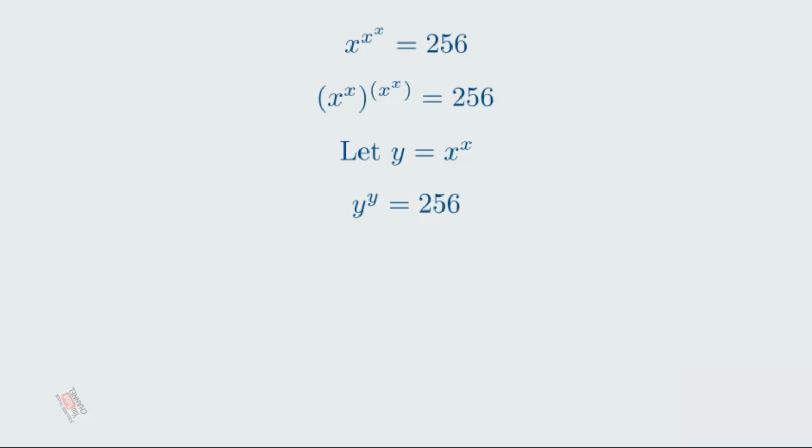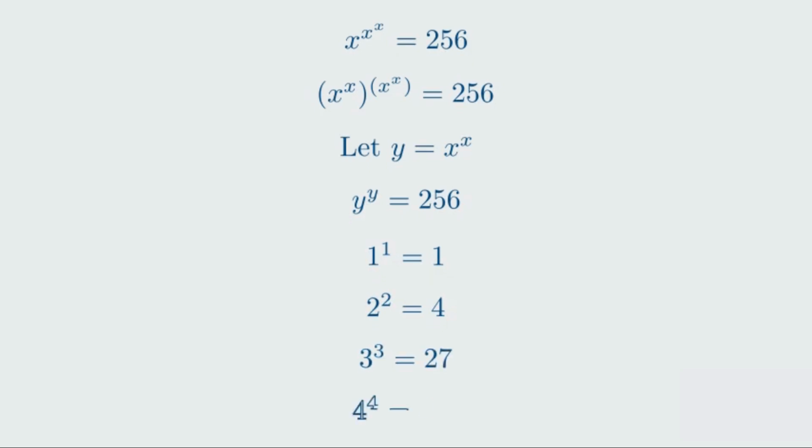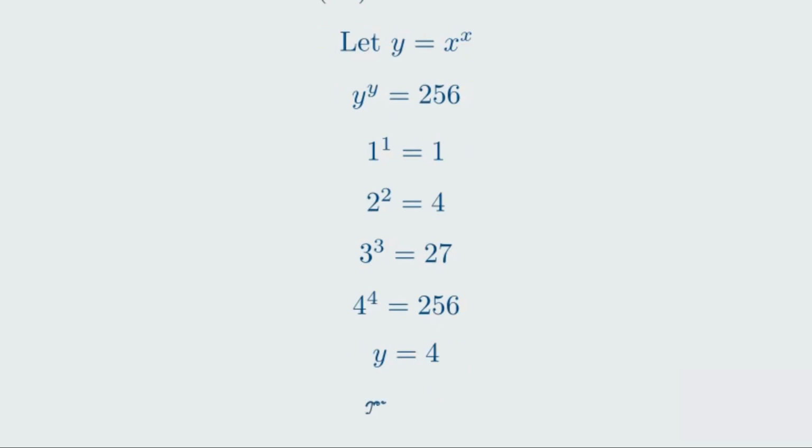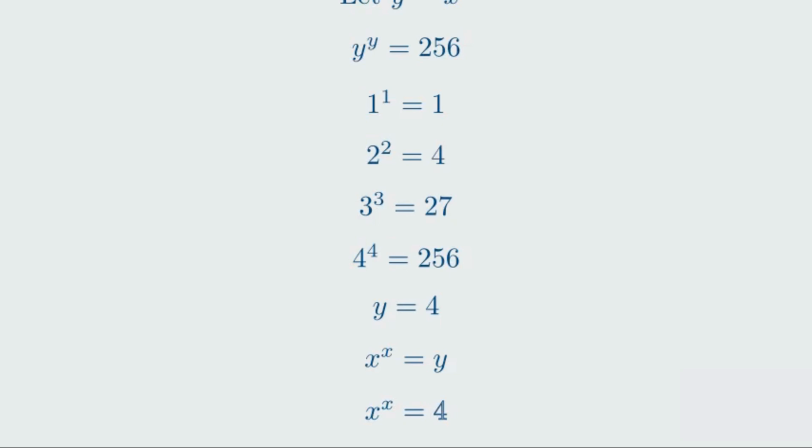We're looking for a number that, when raised to itself, equals 256. Let's test integer values. 1 to the first is 1, 2 to the second is 4, 3 to the third is 27, 4 to the fourth is 256. We found it. y equals 4 is the solution to this equation. Since y equals 4, and we know y equals x to the x, we can say that x to the power of x equals 4. This is another simple power equation. We need a number that, when raised to itself, equals 4.